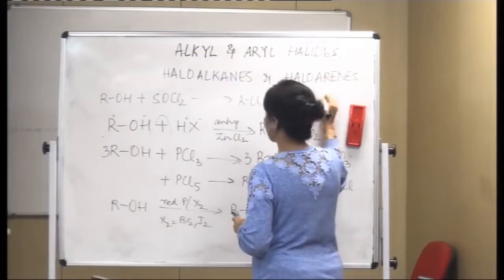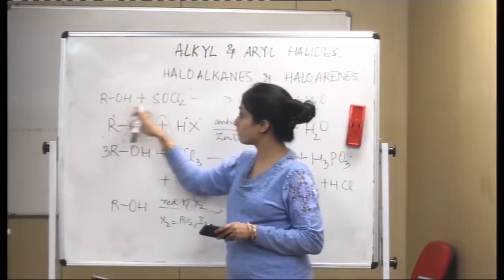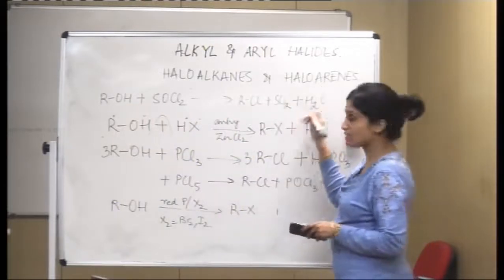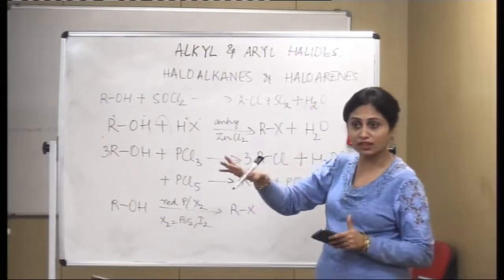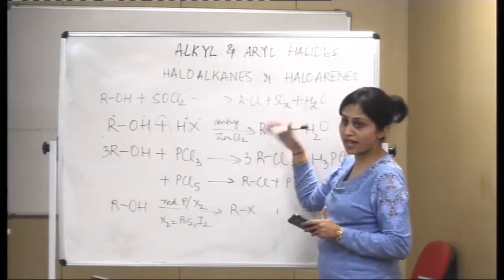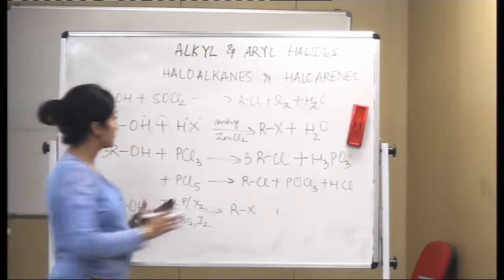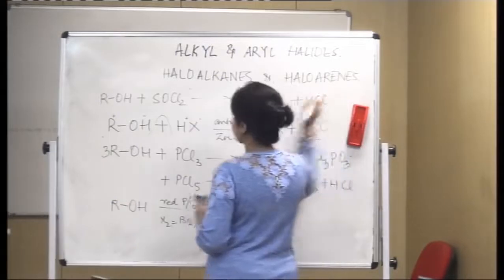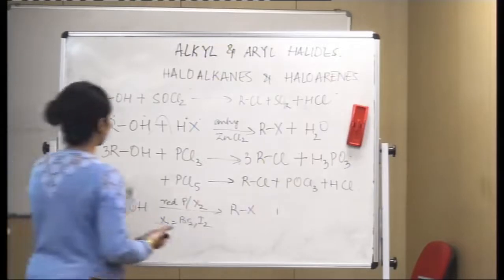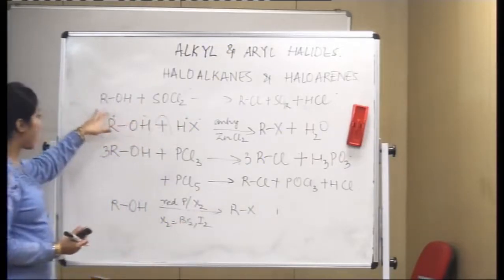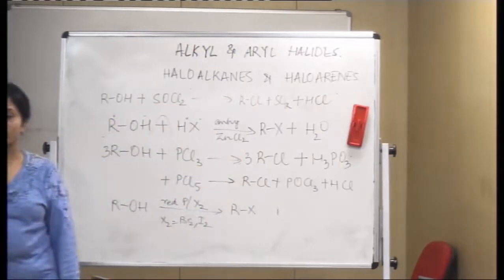This is considered to be the best method of preparation of alkyl halides from alcohols, because the side products are gases. This is water vapor which can be gotten rid of by just simply evaporating it, and sulfur dioxide is also a gas, so it goes out. Sorry, HCl is a gas. The side products are gases. In this case, what you get is RCl, SO2 plus HCl. Okay?